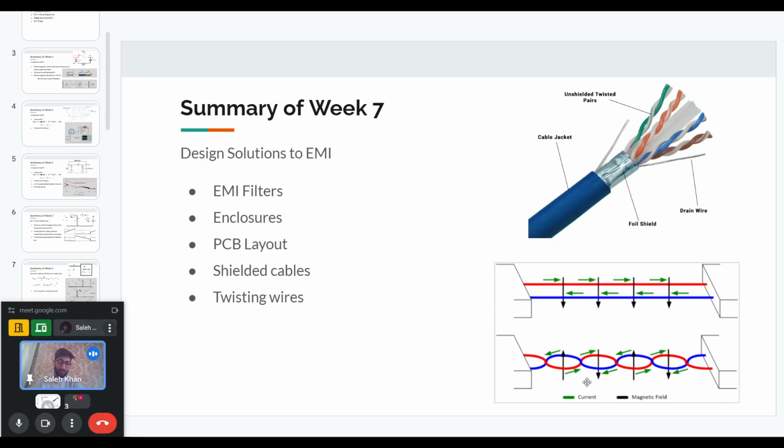But now if we twist these wires, in each individual twist the current directions are such that the magnetic field is in one direction, and in the adjacent twist the magnetic field is in the opposite direction. This will lead to cancellation of these magnetic fields, and it will reduce the interference and the parasitic inductances. So this is why we can twist two wires or multiple wires to reduce the effect of EMI.